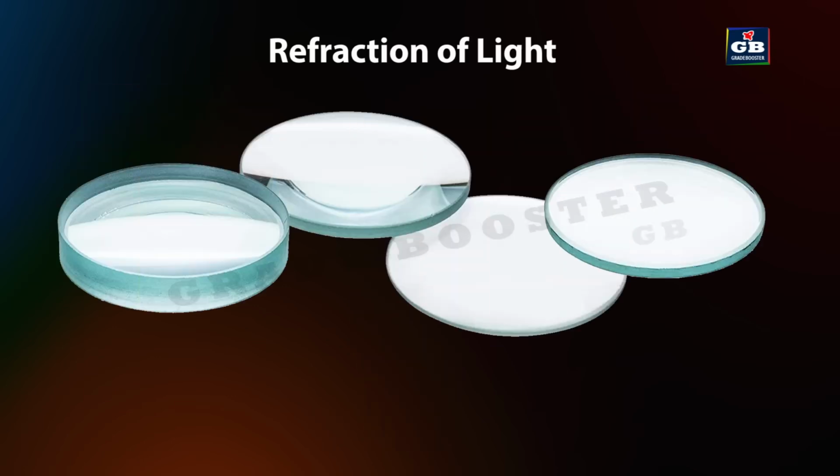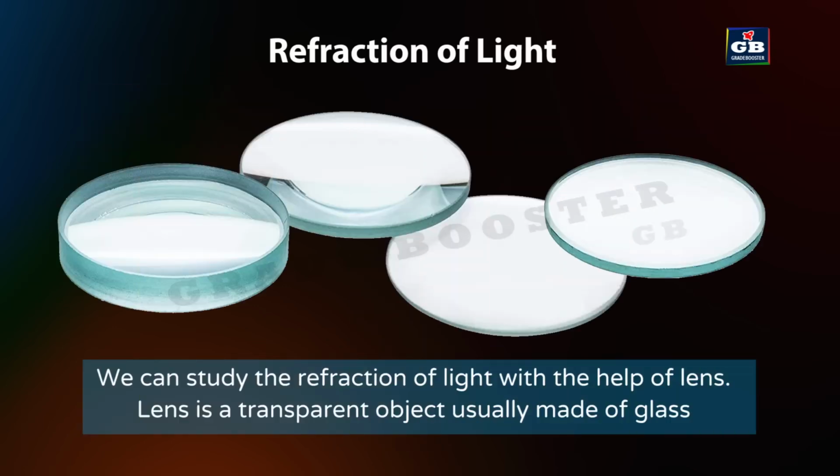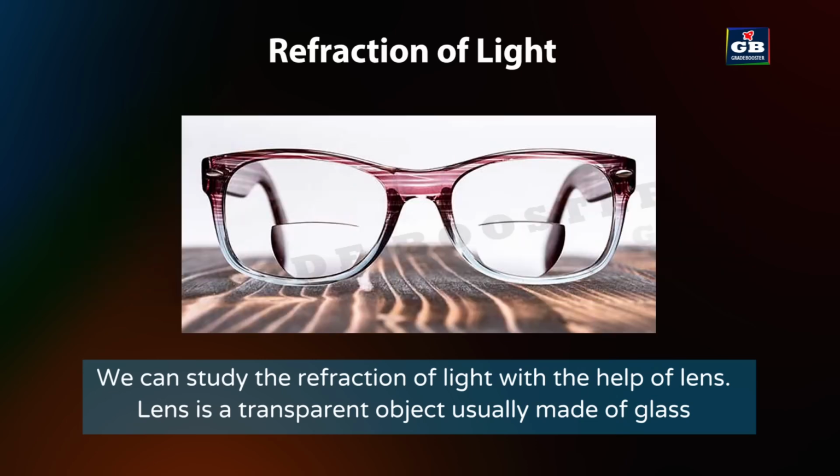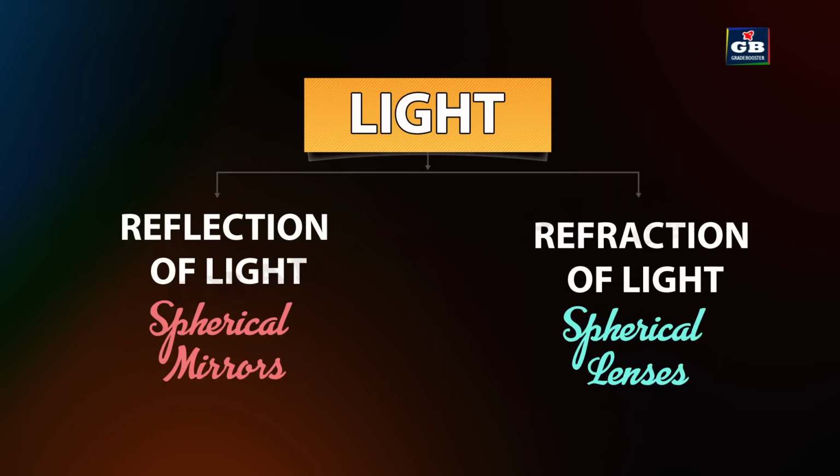We can study the refraction of light with the help of lenses. A lens is a transparent object usually made of glass. Eyeglasses are examples of lenses which we use in our day-to-day life. First, let us study the reflection of light with the help of mirrors.